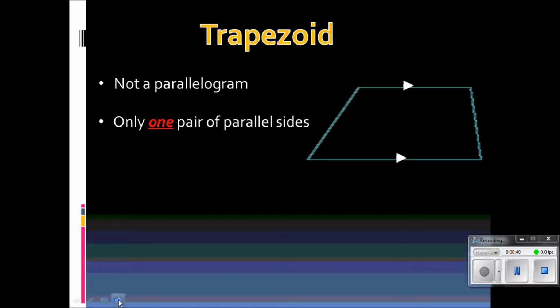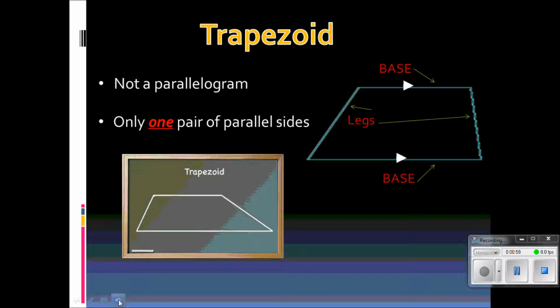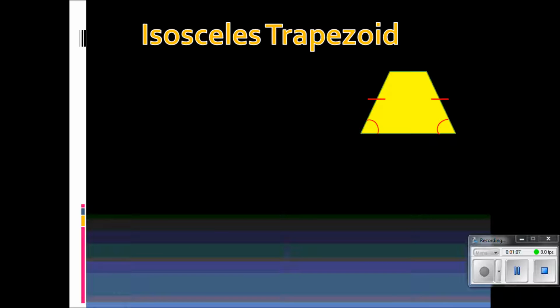So this is a perfect example of our parallel sides, and the parallel sides have a specific name, and it's called a base. So the two that are parallel, we always call those bases, and the other two sides are always called legs. And this is another example of a trapezoid. So there's not a lot to remember about a trapezoid, but the isosceles trapezoid has quite a few more properties.